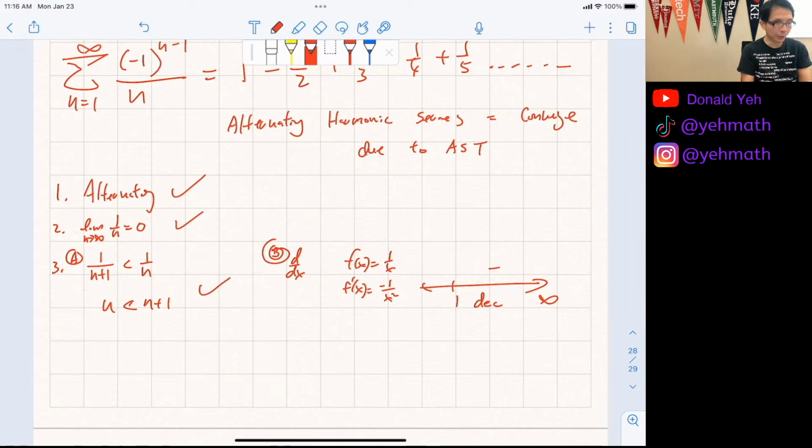If you have 3 conditions: the first condition has to be alternating. The second condition, the limit has to approach 0. The third condition is what? Decreasing. Decreasing can be proved in 2 separate ways. You compare a_n and a_(n+1), or take a derivative and find out it's all negative, then it's always going to be decreasing. In this case, the alternating series converges.